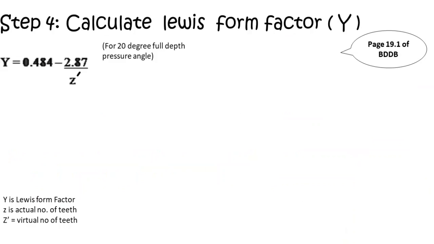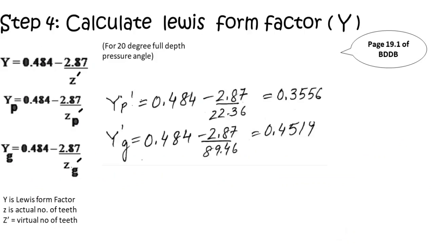For 20-degree full depth pressure angle, they have said in the numerical that it is full depth pressure angle. So we will assume 20-degree full depth pressure angle. Your Z-P and Z-G we already have found out before. So just putting the values into the formula of Y-P and Y-G, we will get Lewis form factor for pinion Y-P as 0.3556 and Lewis form factor for gear Y-G as 0.4519. The formula is there on page number 19.1 of Bhandari Design Data Book.